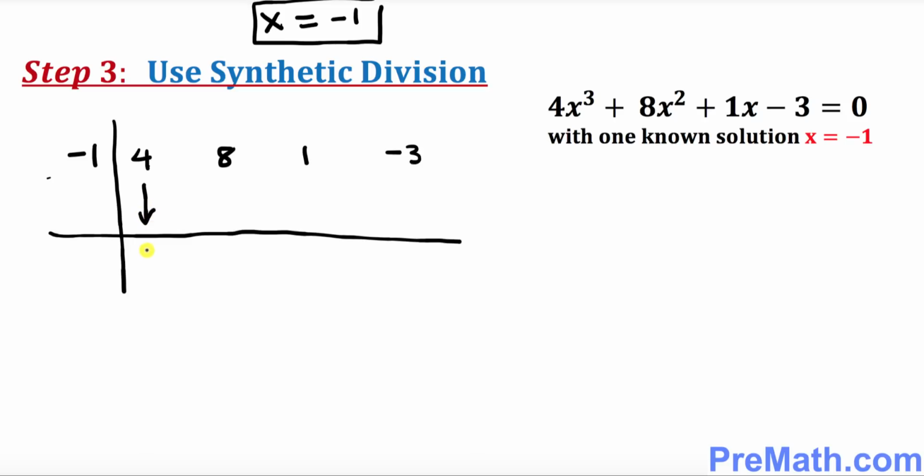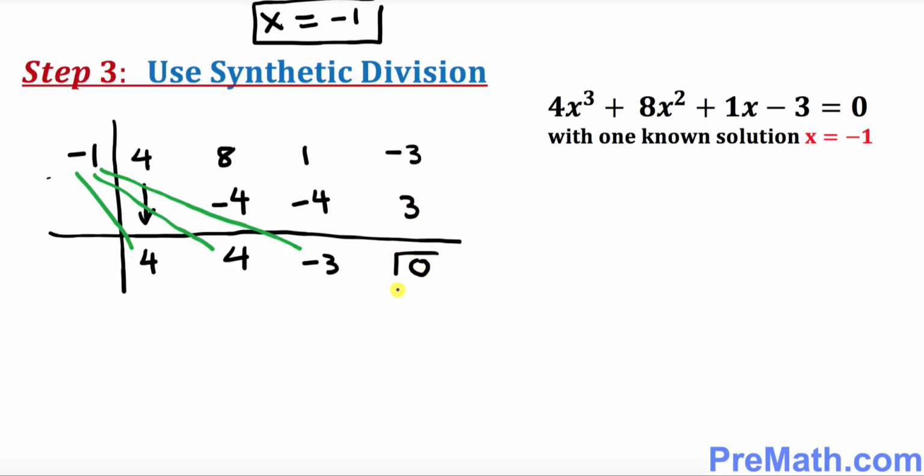This 4 we just put down as it is. Now we're going to multiply -1 times 4. That's going to give you -4 right up here. I want you to add 8 and -4. That's going to give you 4. Once again, multiply -1 times 4. It's going to be -4. 1 and -4 is going to give you -3. And once again, multiply -1 times -3, that gives you +3. -3 and +3 is going to give you 0. So that is going to be our remainder.